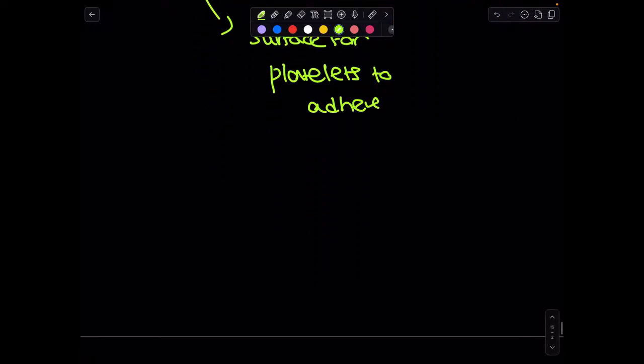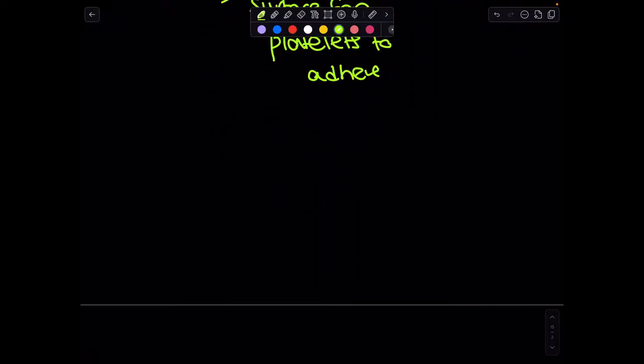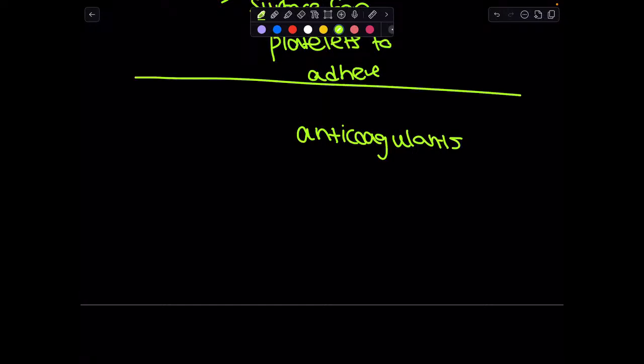Okay, so if we want to control blood clotting, then we mentioned anticoagulants. Exactly. Anticoagulants are medications that help prevent blood clots from forming or growing. They work by interfering with the clotting cascade, which is the process your body uses to form clots. Common examples include warfarin, heparin, and newer direct oral anticoagulants like apixaban.